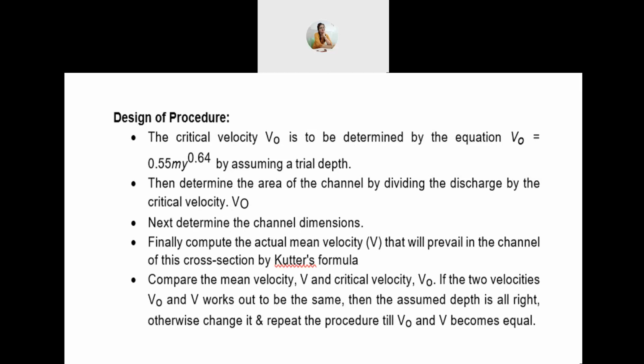will prevail in the channel of this cross-section by Kutter's formula. Comparing the mean velocity capital V and critical velocity V0, if the two velocities V0 and V work out to be the same, then the assumed depth is alright. Otherwise, change it and repeat the procedure till V0 and V become equal.